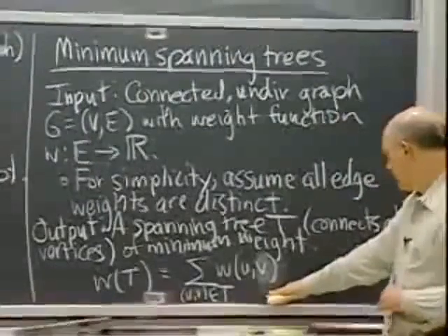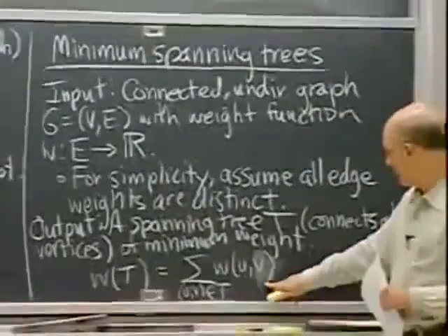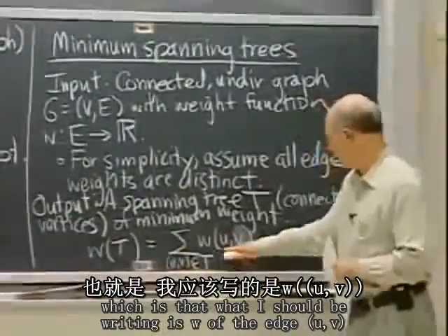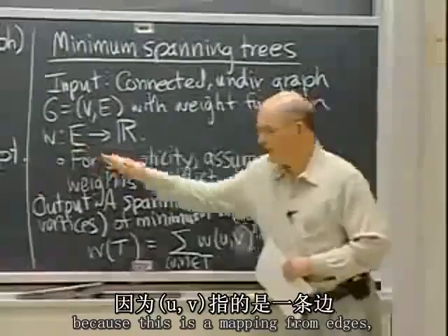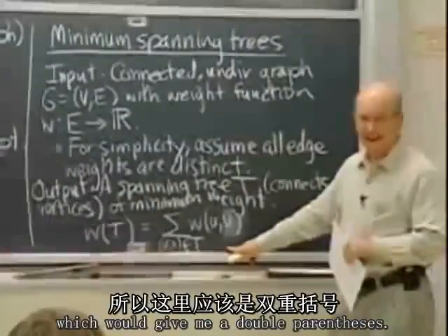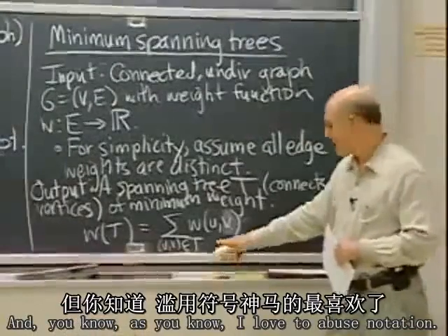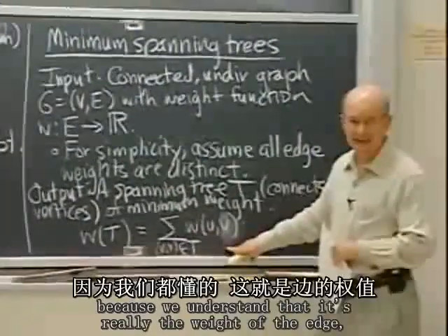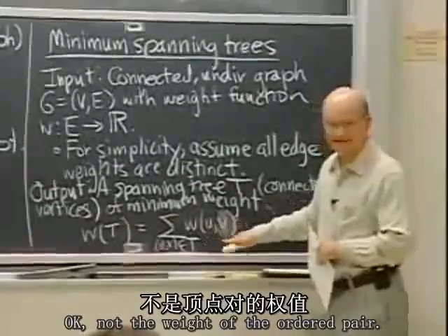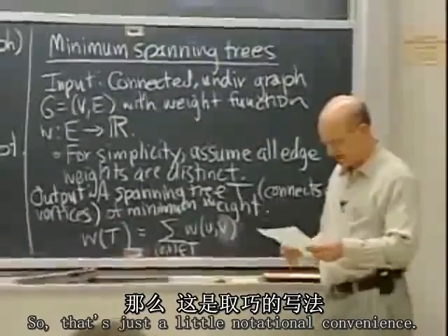Okay, so here I've done a little bit of abusive notation, which is that what I should be writing is w of the edge (u, v), because this is a mapping from edges, which would give me a double parentheses. And, you know, as you know, I love to abuse notation. So I'm going to drop that extra parenthesis because we understand that it's really the weight of the edge, okay, not the weight of the ordered pair.